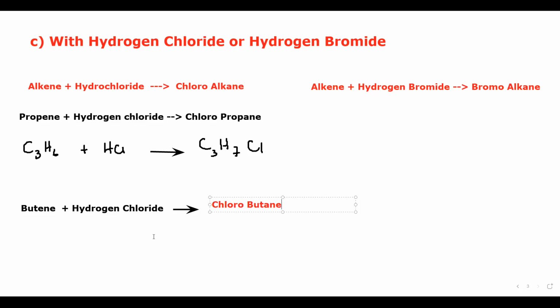So it will result in a formation of chlorobutane. If we write in terms of formula, butene is C4H8, plus hydrogen chloride, HCl. When they mix with each other, they combine, and an addition reaction occurs. So C4, 8 plus 1 is 9, and then Cl. So butene plus hydrogen chloride gives chlorobutane. And the same thing if it was hydrogen bromide.